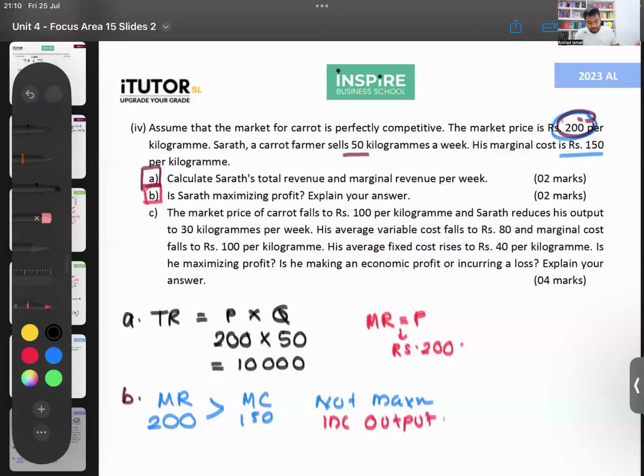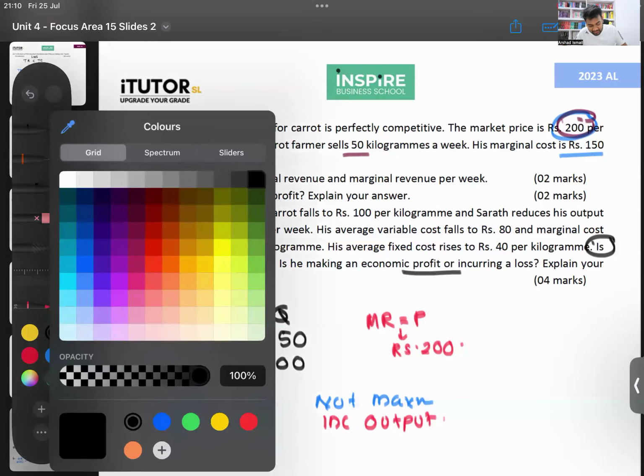Solved. Then part C. They say the price of carrot falls to 100, and Sarat reduces his output to 30 kilos a week. His average variable cost is 80, marginal cost falls to 100, and his average fixed cost is 40. So there are multiple questions: is he maximizing profit? Is he making an economic profit or loss? Explain your answer.